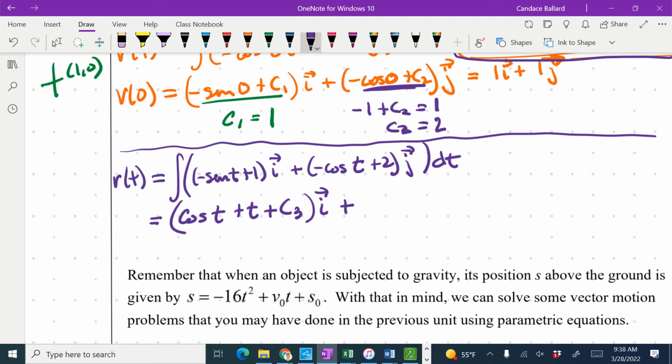Plus, when we integrate negative cosine, what do we get? Good. When I integrate 2, what do we get? 2t, and then plus c sub 4 times vector j. Give you a minute to catch that up. I'm going to take mine off to the right side here because I ran out of space.